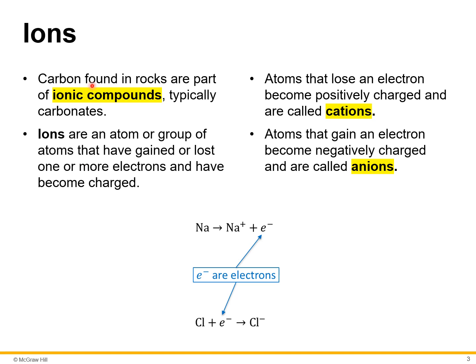When a metal gives its electrons away to the nonmetal, it becomes a cation. And when a nonmetal receives an electron from the metal, it turns into an anion.